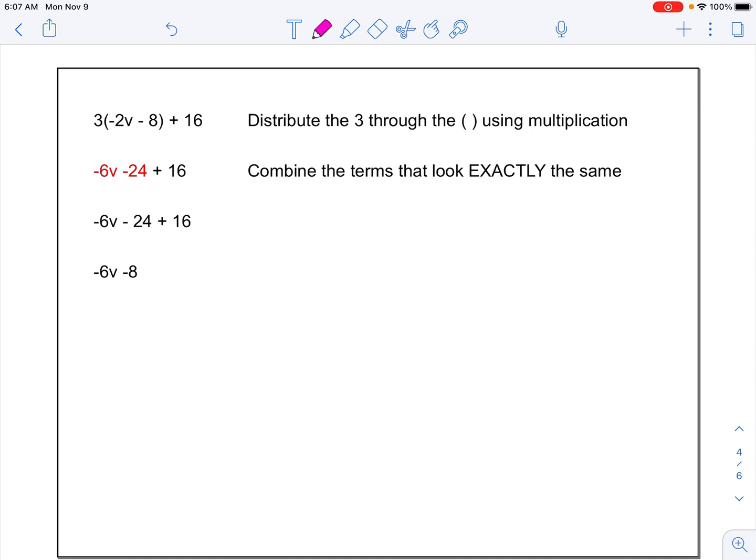Here we have 3 times negative 2v minus 8 plus 16. So I'm going to take that 3 and I'm going to distribute it through the parentheses. And I end up with negative 6v minus 24, and then I just bring down my 16. This negative 6v is the only v I have, but I can put the negative 24 and the 16 together. So if I'm at negative 24, I move to the right 16 spots. So I start at negative 24, move to the right 16 spots, I end up at negative 8. So negative 6v minus 8.